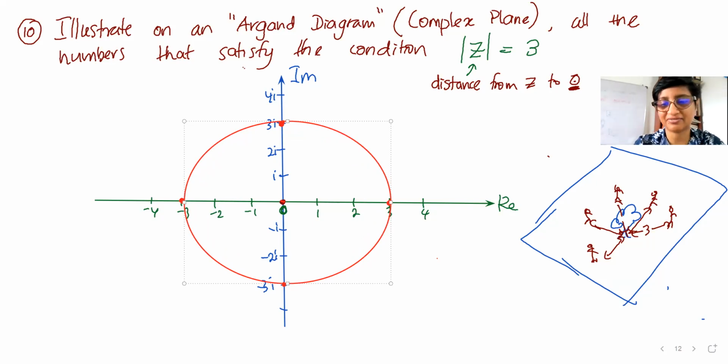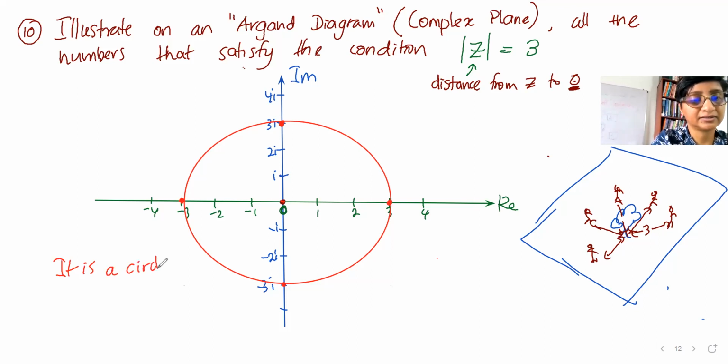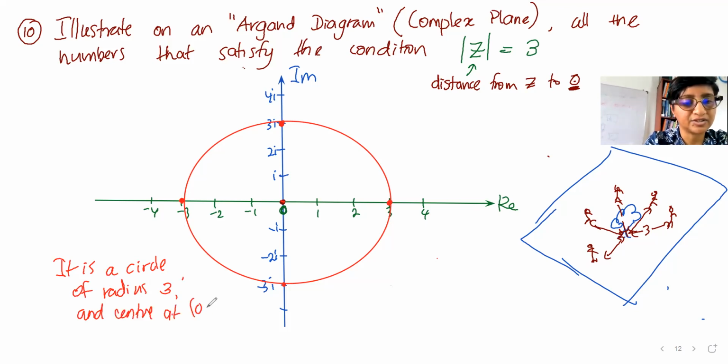If I explain it in words, it is a circle of radius 3 units and center at 0. I mean, let's say just 0. When I say 0, 0, it looks like a coordinate center at 0. Is this clear?